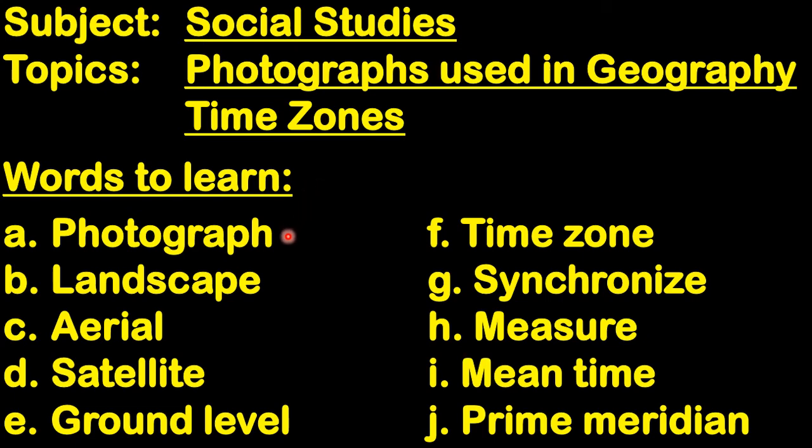Letter A, photograph. Letter B, landscape. Letter C, aerial. Letter D, satellite. Letter E, ground level. Letter F, time zone. Letter G, synchronize. Letter H, measure. Letter I, mean time. And letter J, prime meridian.